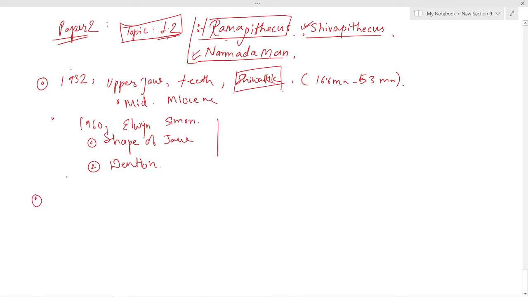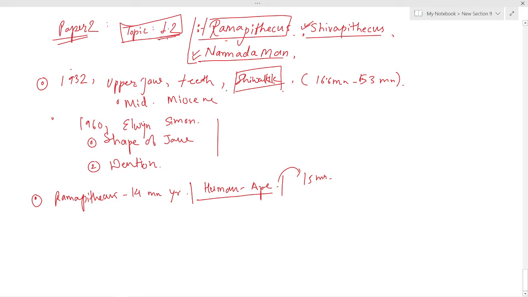Ramapithecus was 14 million years old. The split which occurred at 15 million years, the ape-human split, is the split we are talking about. It occurred around 15 million years ago. That was the knowledge in 1960. Since Ramapithecus was of this period, it was put under the human category.